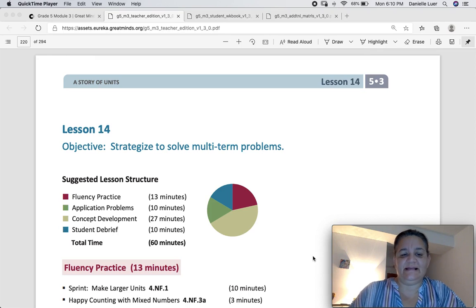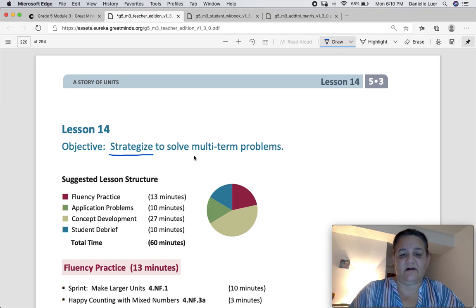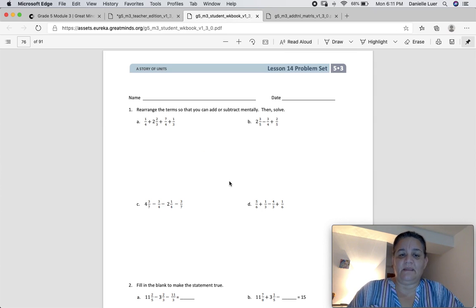Module 3, Lesson 14, and today we are going to take what we've been learning about adding and subtracting fractions and finding common denominators, and we are going to strategize. We're going to find different strategies to solve multi-term problems. This means we're going to put together everything we've learned and try to find quicker, faster, easier ways to solve our problems. So please turn to your Learn book. And we're on Lesson 14 problem set.